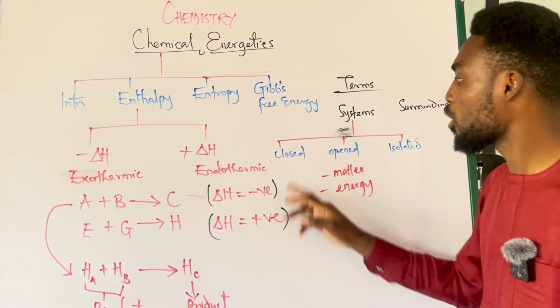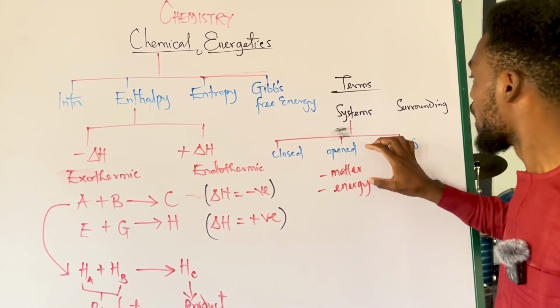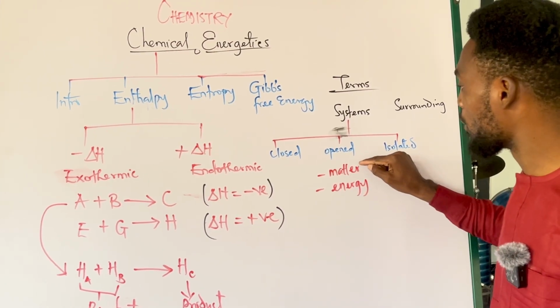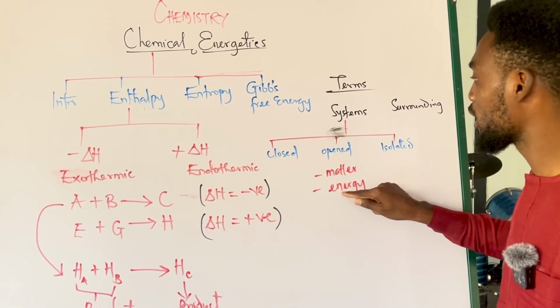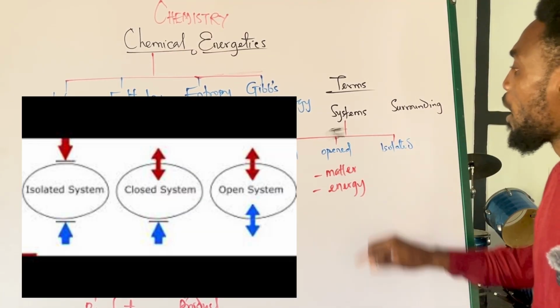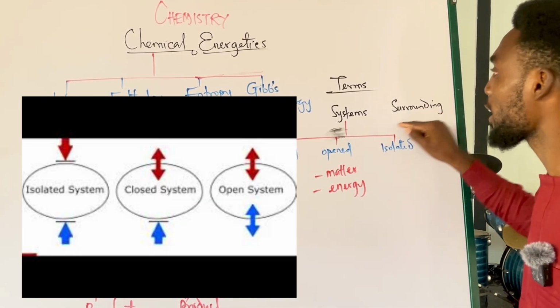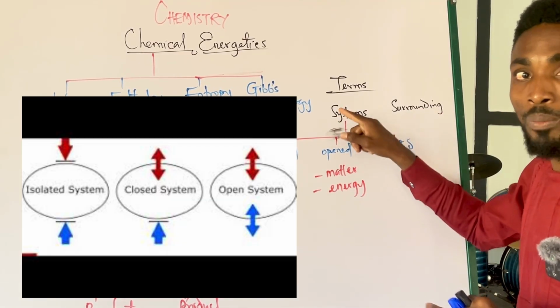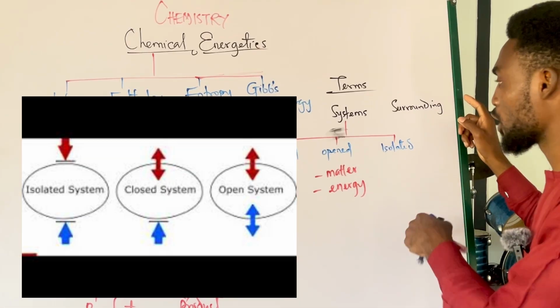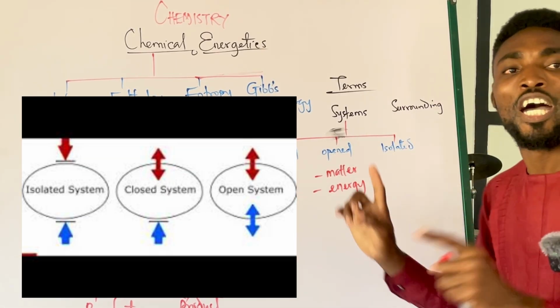So in your closed system, only energy can be exchanged with the surrounding, not matter. In your open system, both matter and energy can be exchanged with the surrounding. That means the surrounding can supply matter and energy to the system, and the system can also give matter and energy back to the surrounding. But when it comes to an isolated system, nothing can be exchanged.